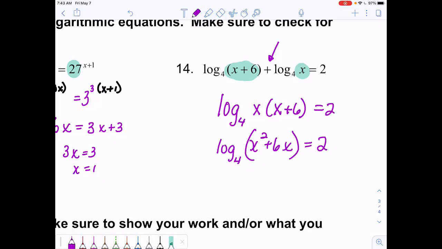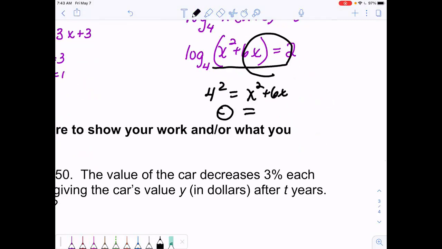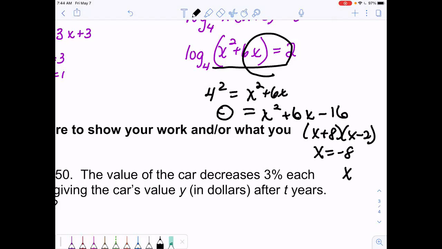Jaden, after you condense the log, then what would you do to solve the log? Yeah, so the base to the exponent is equal to x squared plus 6x. So this equation becomes x squared plus 6x minus 16 is equal to 0. A positive 8 and a negative 2. You can only take the log of positive numbers. That's why the log of the negative number doesn't work.